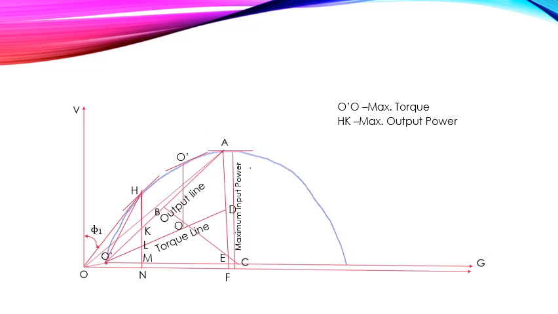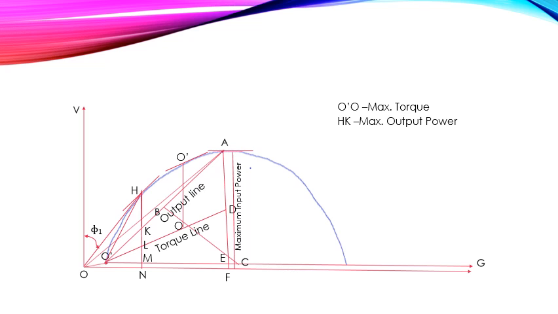So here with C as the center and O dash C as the radius, we have drawn a semicircle. Then at an angle phi 1, draw or join OH. To get the point H, draw a line parallel to O dash A, that is the output line, that also represents the rotor current referred to the primary side, that is I1 dash, right? So OH will indicate the current I1, and that is at an angle phi 1 to V.